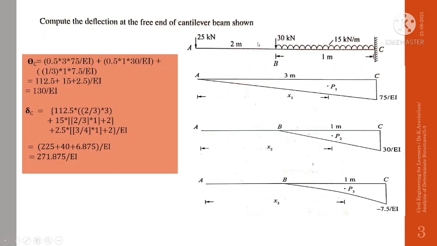In the next problem, you have 2 point loads and a UDL. If you have 3 loads, you have to find 3 bending moments, one for each load. So let us find them one by one.